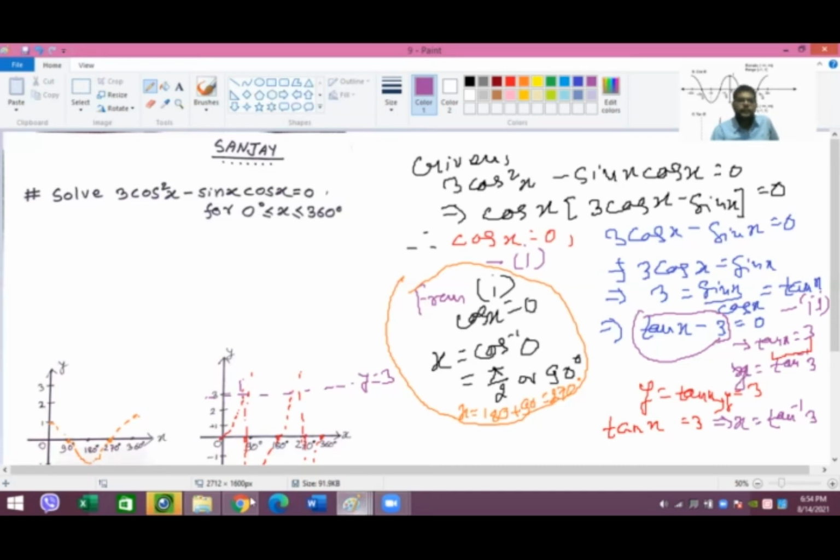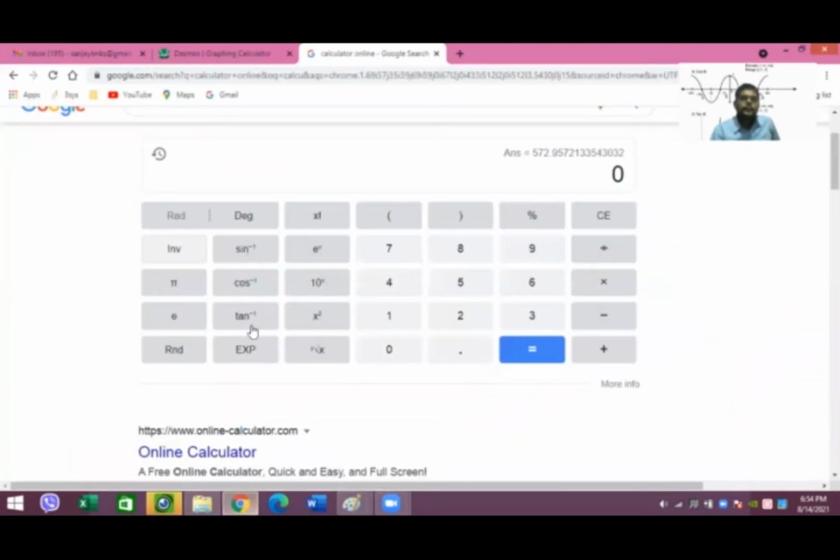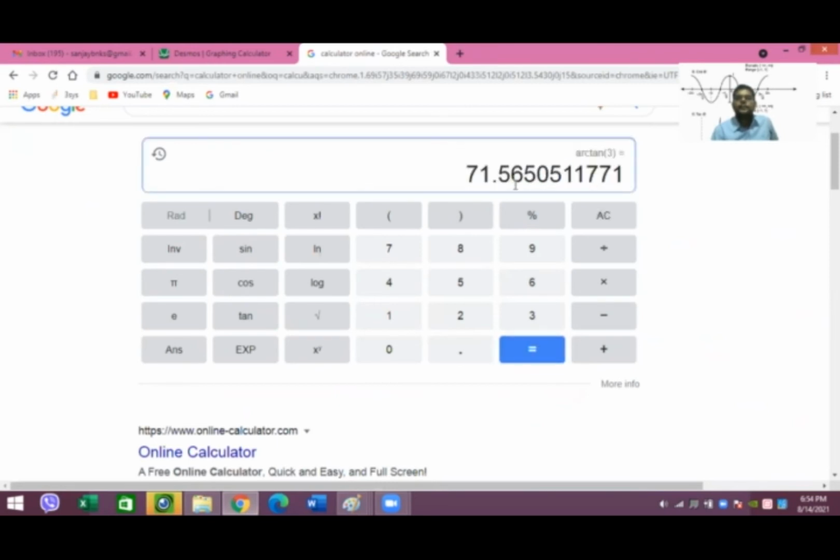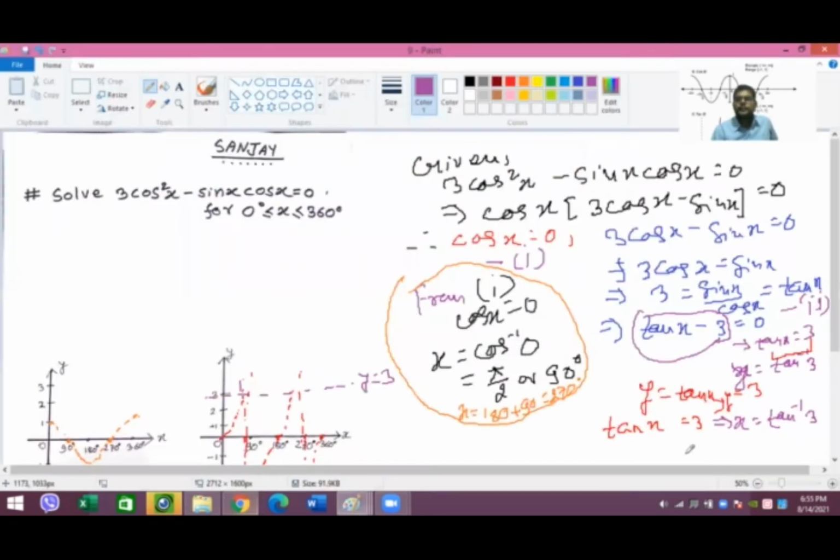Let's go to the calculator first of all. In the calculator, you can see this is tan inverse, that is arc tan. And then we need to find the inverse of 3 in degrees, which is 71.565 degrees. Rounded off to one decimal place, it is 71.6 degrees. So the principal value for tan is 71.6 degrees, if you are measuring in degrees.